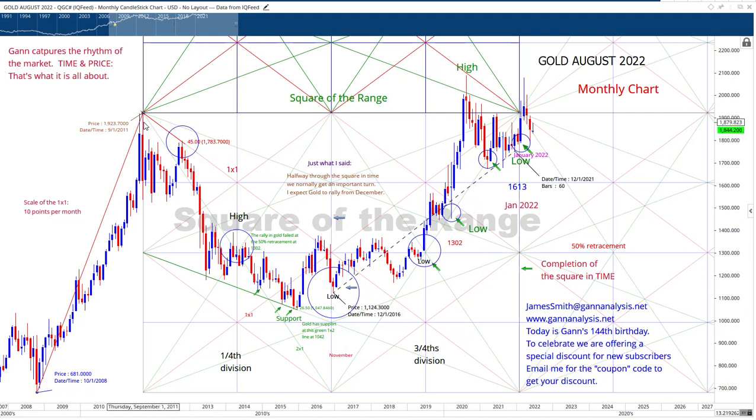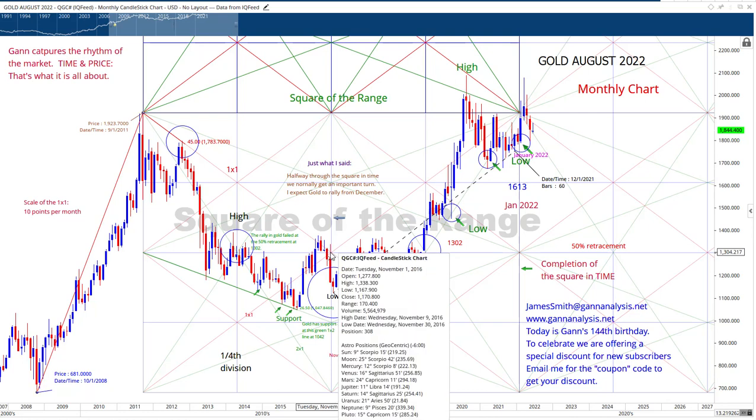So all the other lines, the green 1x2 line is half that slope, so instead of 10 points per month, it would be 5 points per month. And this one would be twice the slope. We call that a 2x1, and that would be 20 points per month. So you can see this 2x1 gave resistance here and a top, and then you sold off. And this intersection of the two red lines gives you the exact center in both time and price.